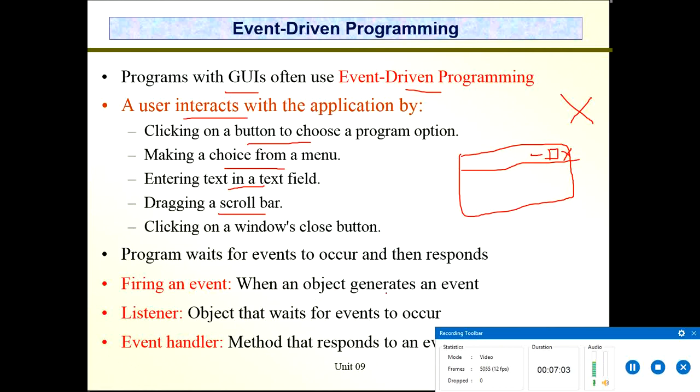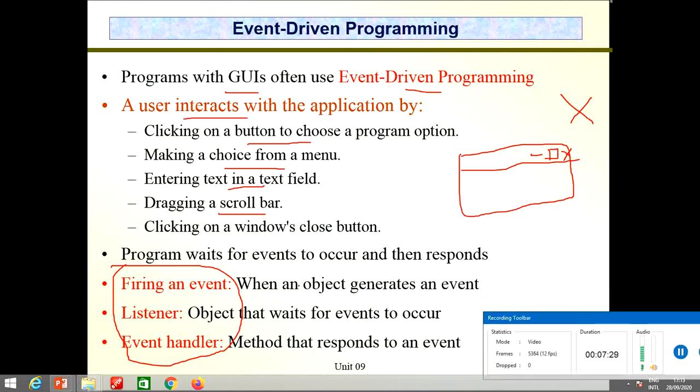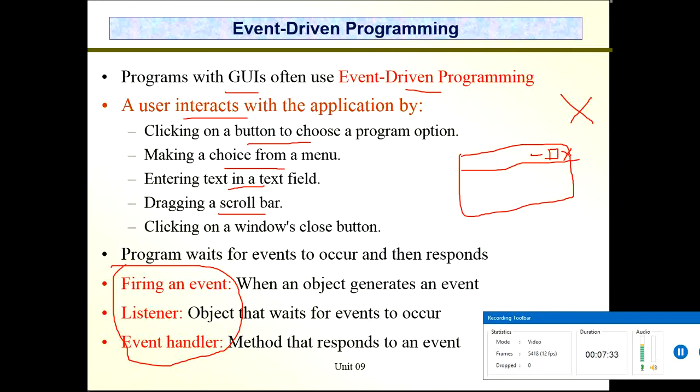Firing an event, when an object generates an event. Listener. These are the terminologies that we are going to use. Firing an event: an object generates an event. Listener: an object waits for the event to occur, it listens for the event to occur. And event handler: the method that will execute to respond to an event. For example, when I click on this close button, there will be some method written for this close button that will execute. That is called the event handler.